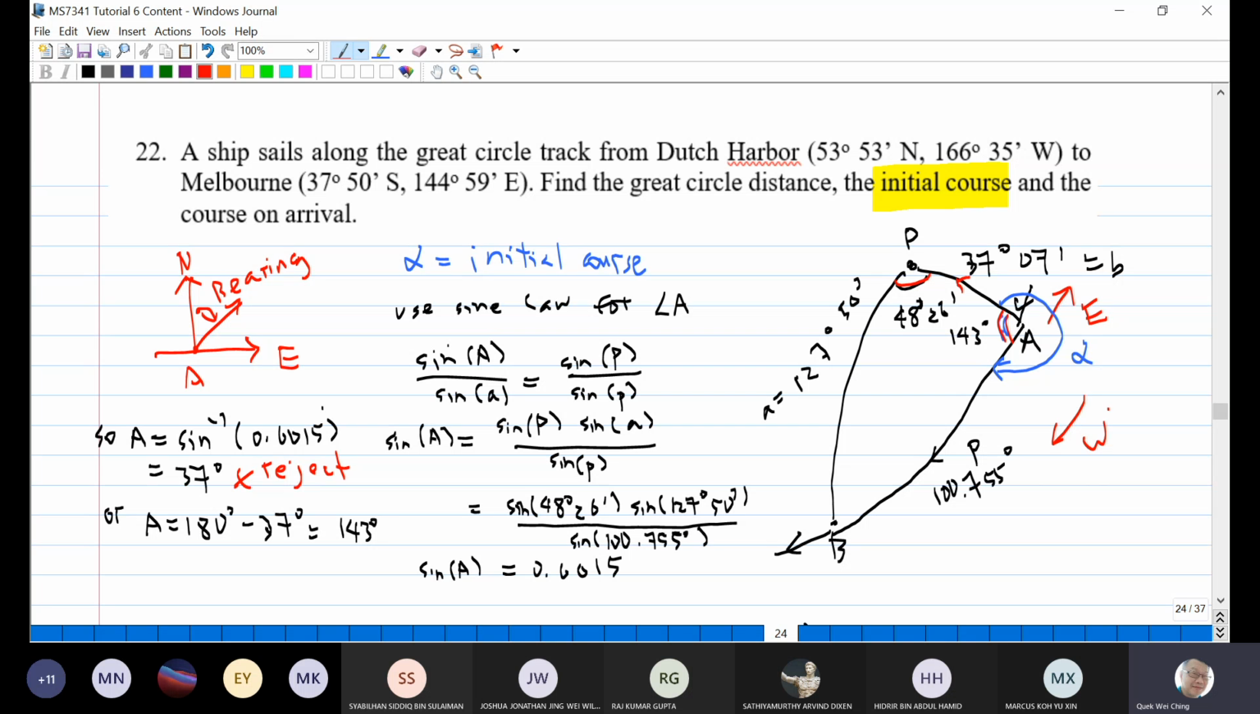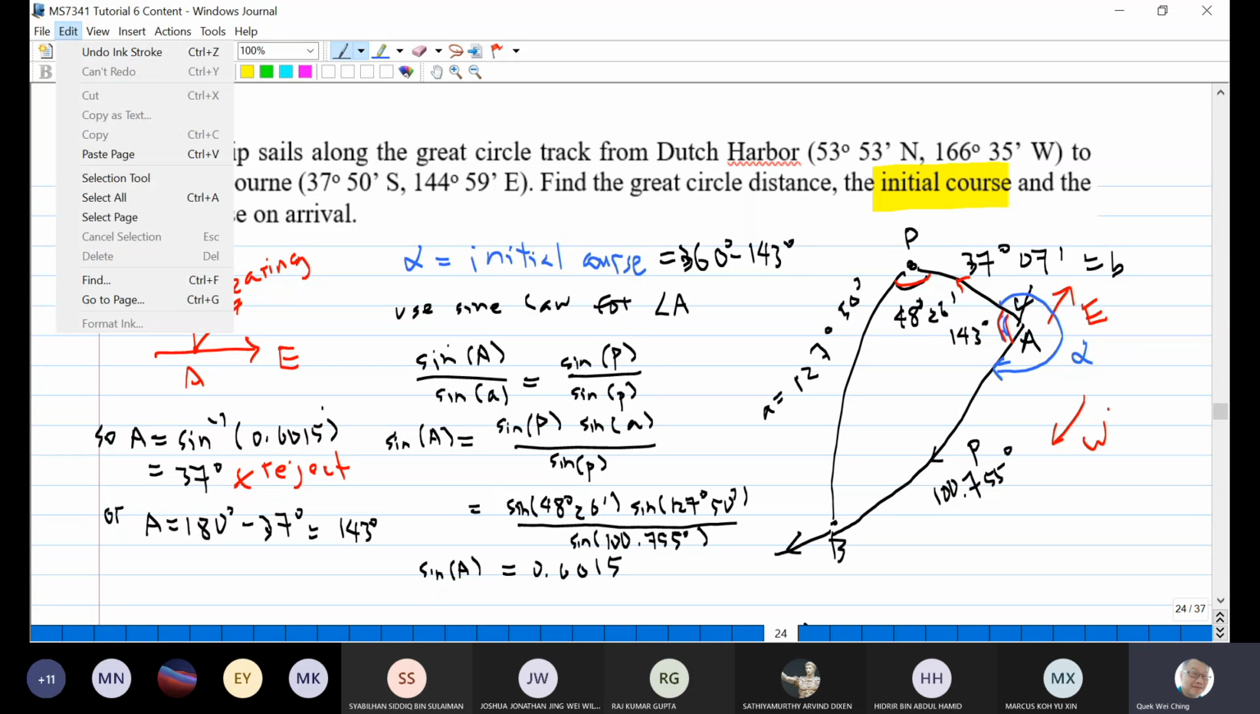So what is the bearing of the initial course now? Let's look at the calculation. The initial course is 360 minus 143, right? Because one whole round is 360. So 360 minus 143, and then you find that this is actually 217 degrees. Okay, the bearing is 217 degrees here. So it's 360 minus 143, and you get 217 degrees true bearing.